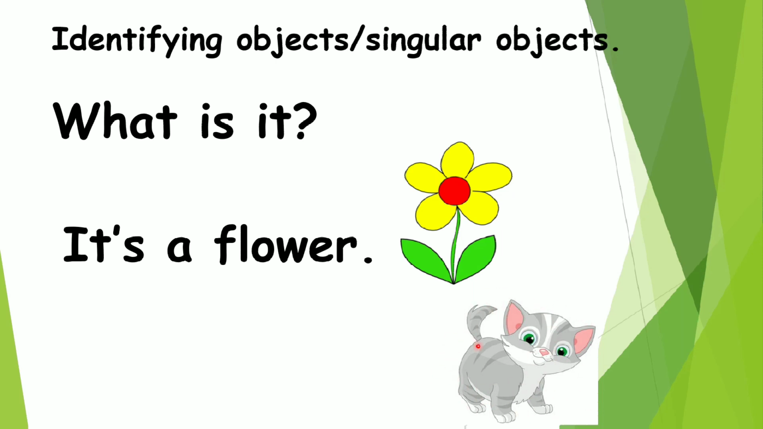What is it? Well, it's a cat. It is a cat. Okay? It is a flower. It is a cat. Yes, so this is how we identify objects, singular objects.